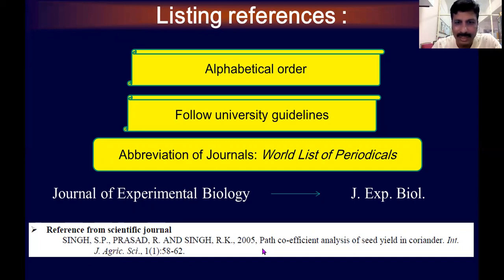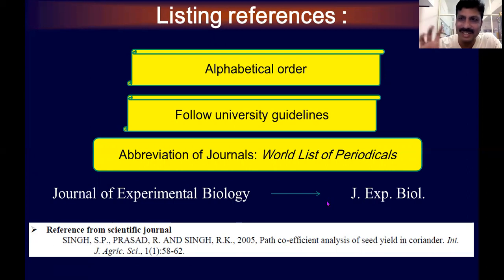Now you see the authors here and the title, and the journal name is generally abbreviated, International Journal of Agricultural Science. Where you will get this abbreviation is that there is a World List of Periodicals. If you mail me, I will share that World List of Periodicals, where each of the words has an abbreviation which you can use. For example, Journal of Experimental Biology has to be abbreviated like this.